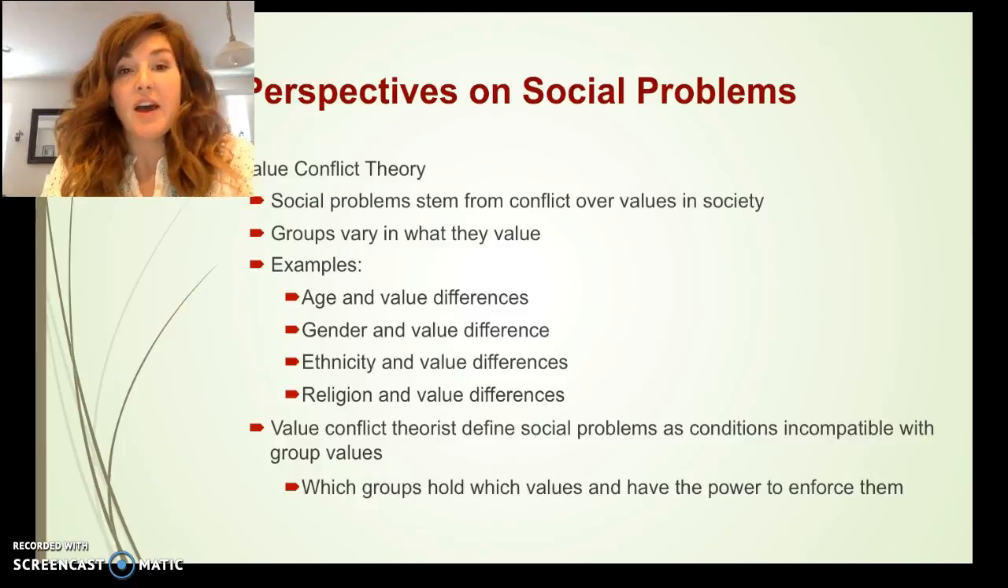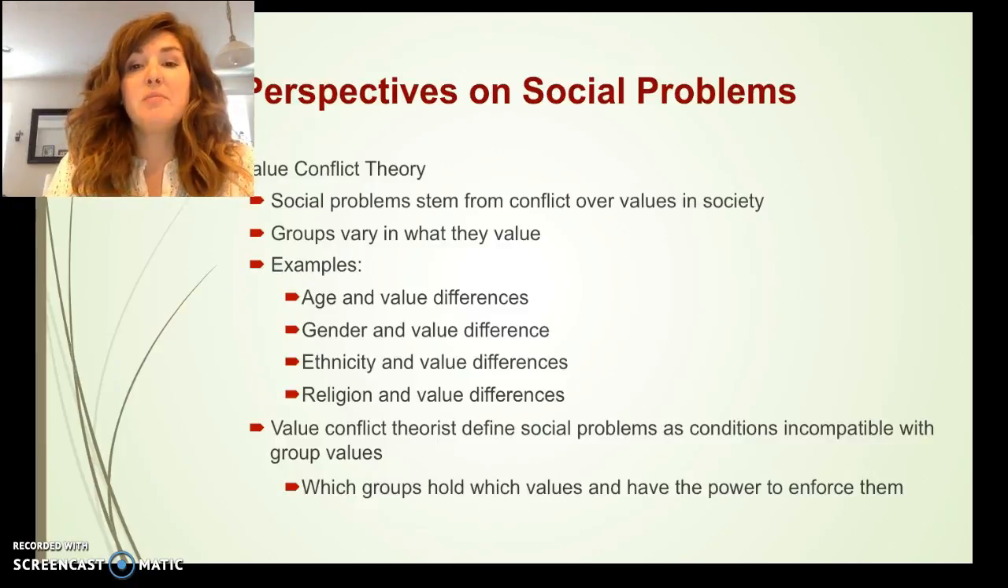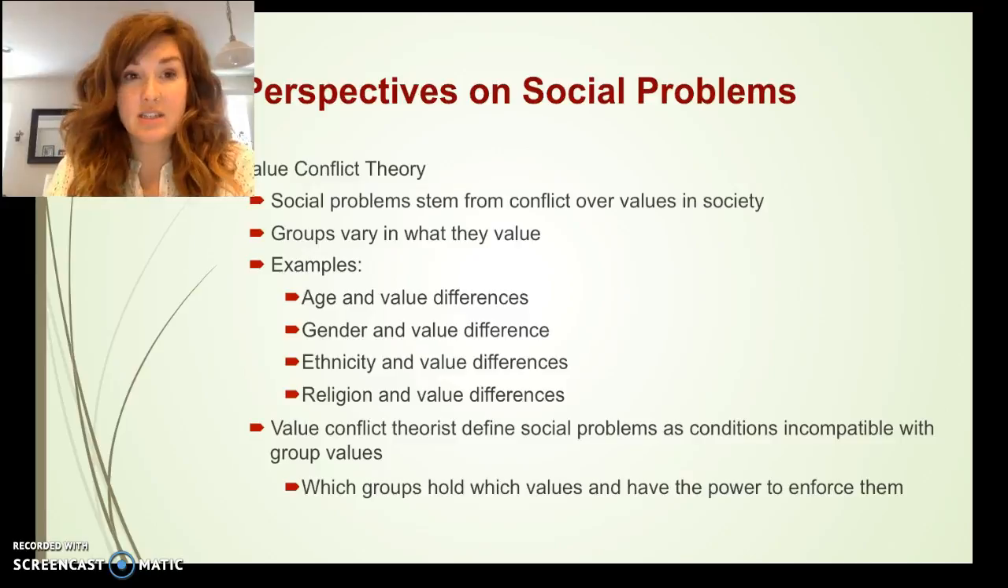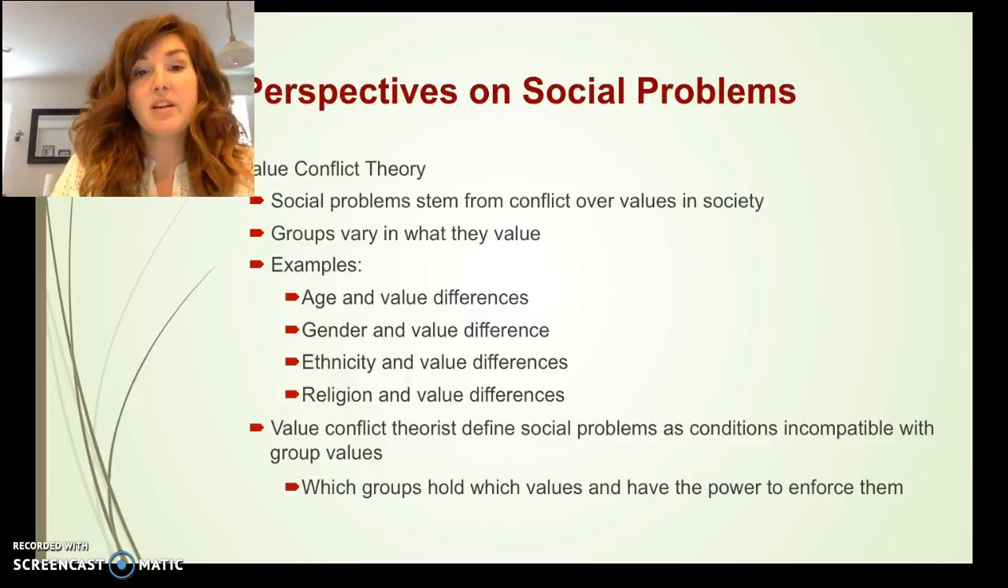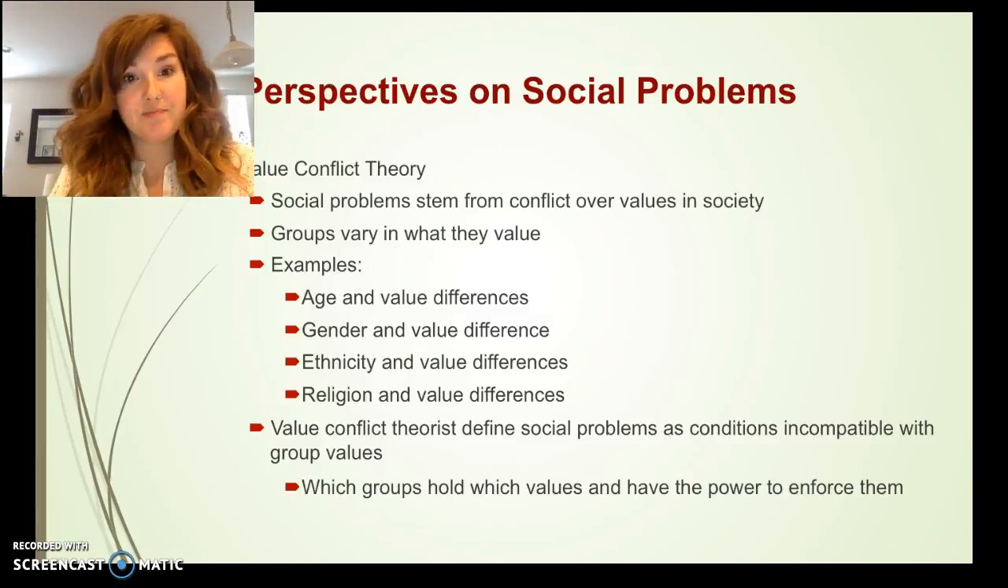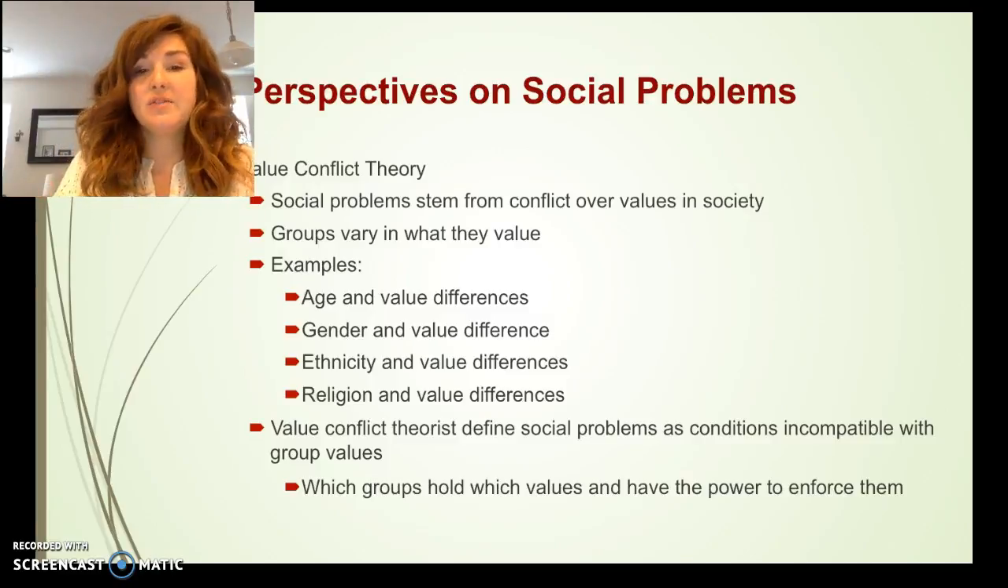So when we look at value conflict theory, social problems stem from conflict over values in society. When we look at the Marxist view, it is about competition and access to resources within an economic setting, while value conflict theory looks at how social problems stem from the conflict of values. So groups vary in what they value. Examples are age and value differences, gender and value differences, ethnicity and value differences, religion and value differences, right?